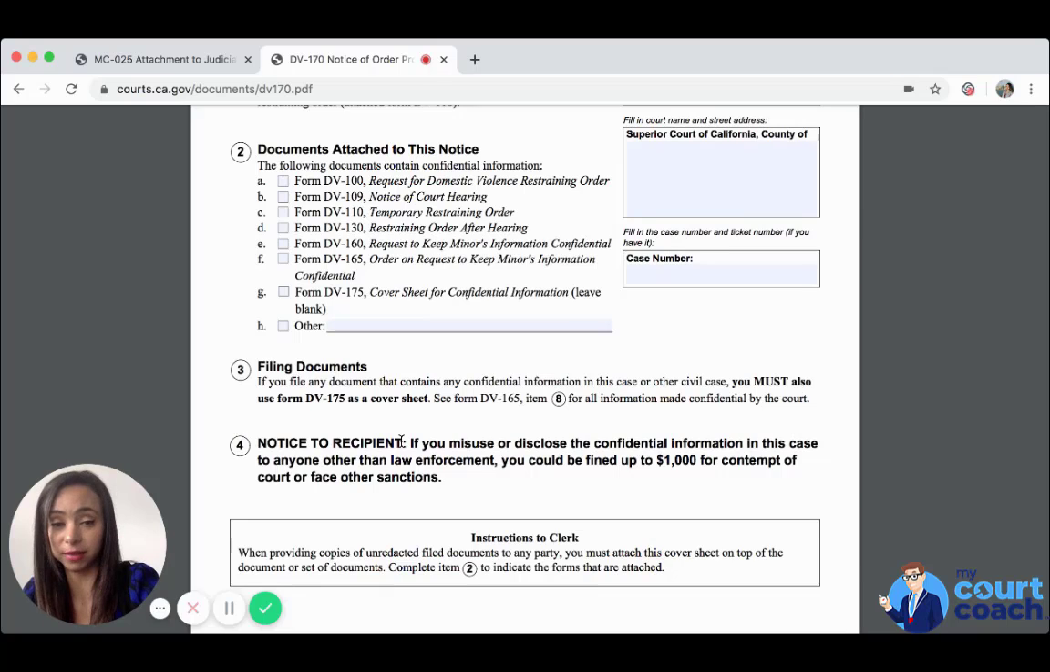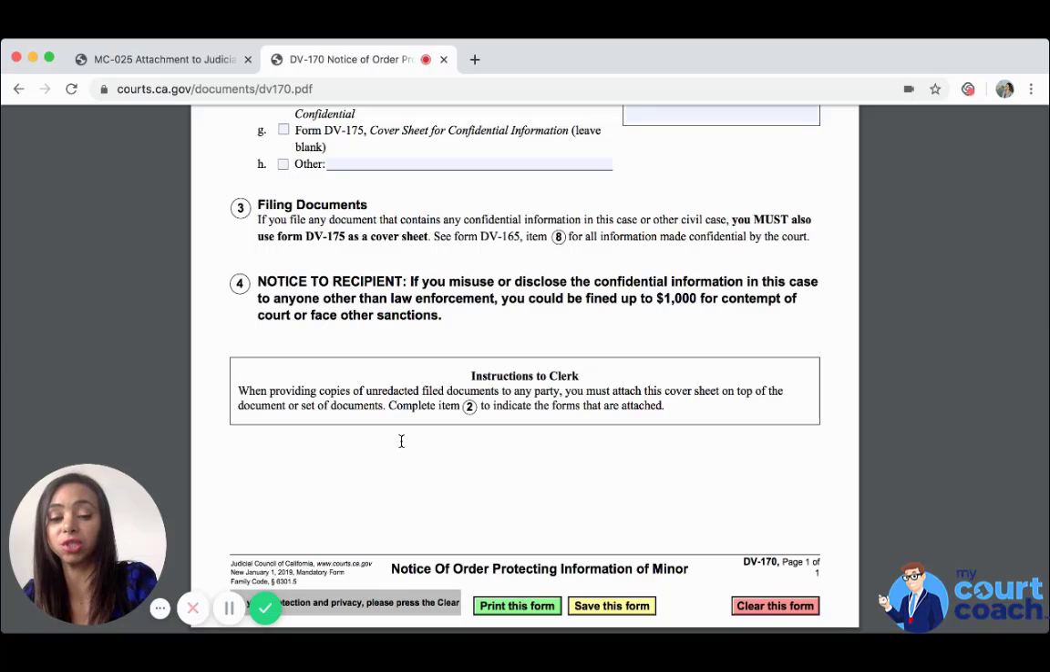Notice to the recipient. So if you misuse or disclose the confidential information in this case to anyone other than law enforcement, you could be fined up to $1,000 for contempt of court or face other sanctions. So it's a very serious notice. And the instructions to the court is that when you provide copies of unredacted filed documents to any party, you must attach this cover sheet on top of the document or set of documents. Complete item 2 to indicate the forms that are attached.